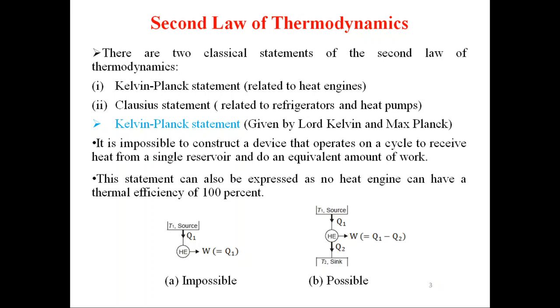amount of work. Figure B. In figure B, again Q1 is the amount of heat supplied from source at temperature T1 to the heat engine. Because of this heat supplied, this heat engine will do some work equal to W having a value of Q1 minus Q2, where Q2 is the amount of heat rejected to the sink at temperature T2. Such a heat engine is possible. This statement can also be expressed as: no heat engine can have a thermal efficiency of 100%.